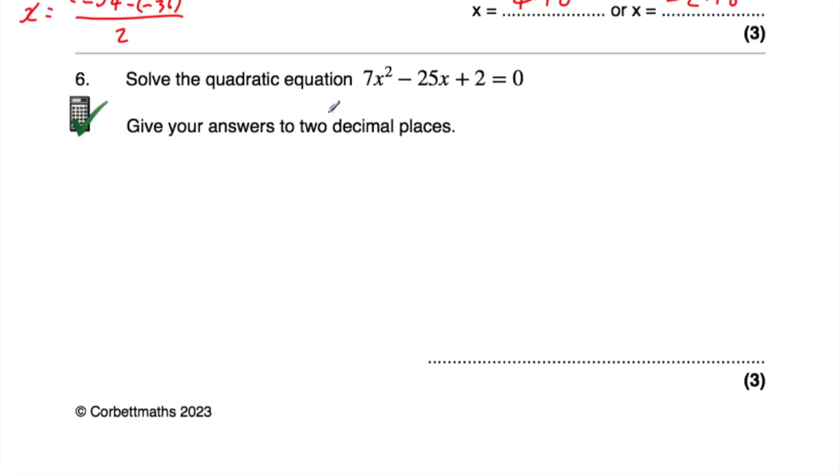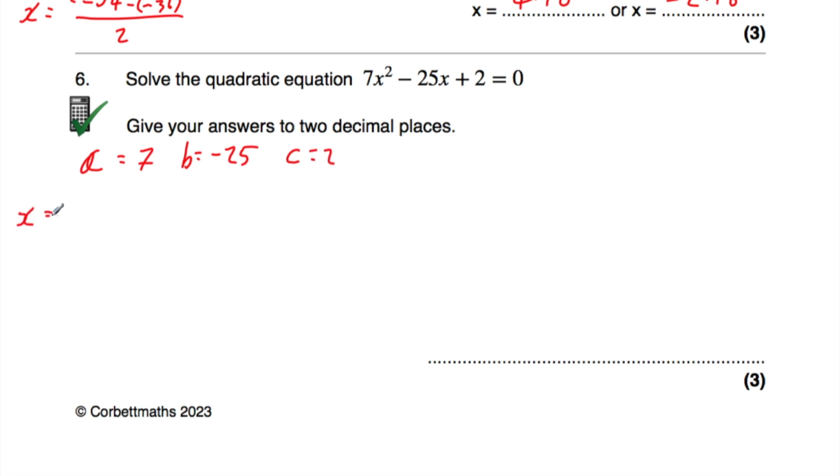I've been asked to solve the quadratic equation 7x squared minus 25x plus 2 equals 0, and to give our answers to two decimal places. So we've got it equal to 0, so that's great. a is equal to 7, b is equal to negative 25, and c is equal to 2. So let's substitute those into the quadratic formula.